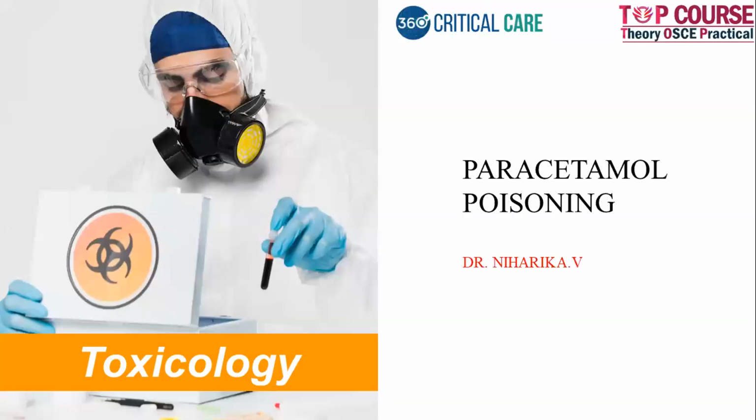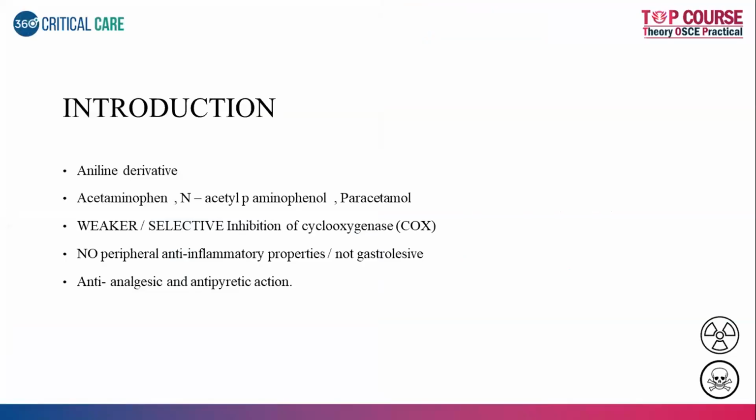Now coming to the second one, paracetamol poisoning. Okay, so very, very important type of poisoning, most asked question in your exam. So paracetamol is usually an aniline derivative and it has a lot of different names. It is also known as acetaminophen. It is also known as N-acetyl P-aminophenol. So what is the mechanism of action? It is a weak or selective inhibitor of your cyclooxygenase enzyme. Okay, it has analgesic and antipyretic action, but it doesn't have peripheral anti-inflammatory properties.